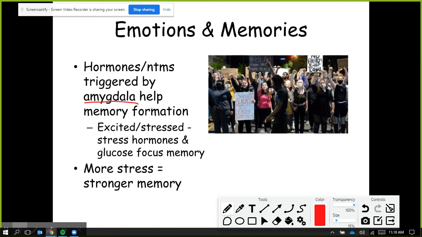When we are excited, stressed, whatnot, there is the combination of different stress hormones, glutamate, and then the brain using more glucose. By using more glucose, it becomes more active, which means it's able to process more. It helps us form more vivid memories. More stress, more excitement, stronger memory.